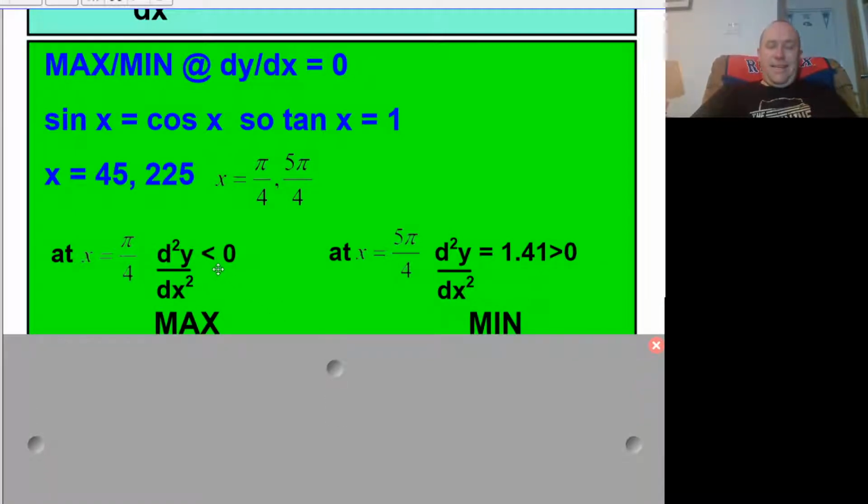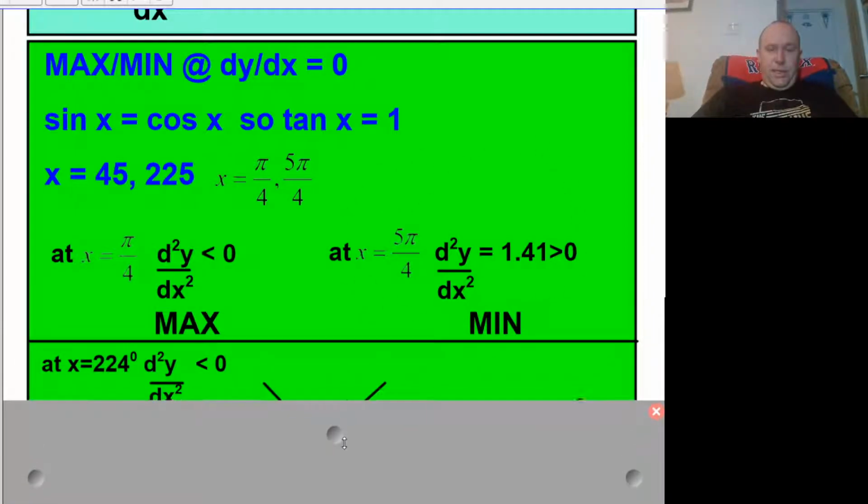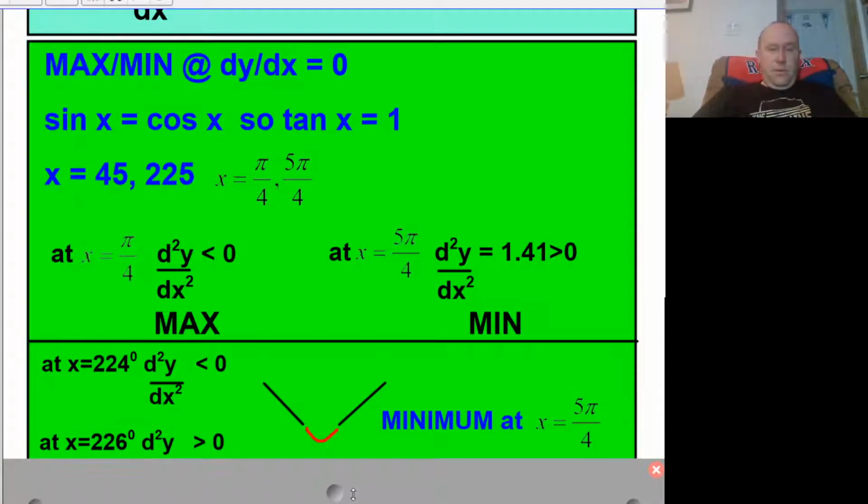So if it's less than 0, remember that means it's a maximum. If it's greater than 0, it means it's a minimum. If it equals 0, then you have to do that first derivative check. Now, we don't specifically need to do it for this question here, but I am going to check just to see what actually happens. So, as we know that it's 225 degrees, if I check just slightly to the left, as in 224 degrees, I would notice that I get a negative value for here.